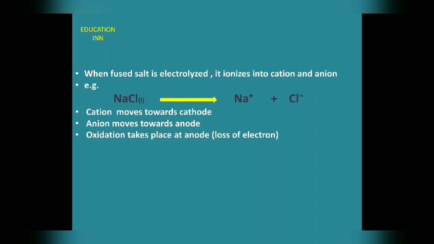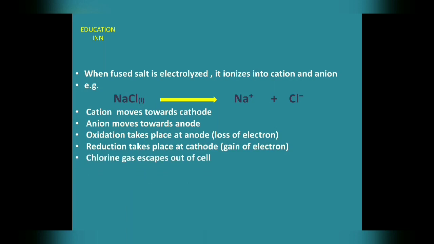Oxidation takes place at anode, which is loss of electrons. So chloride ions lose electrons at anode, and reduction takes place at cathode, which is gain of electrons. So sodium ions become attached on cathode and gain the electrons coming from chloride ion, coming from anode. Therefore, chlorine gas is produced at anode and escapes out of the cell. And sodium metal, which is purified and extracted from the salt, is now collected in the tank and out of the cell through an outlet.